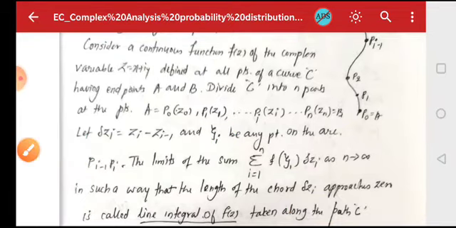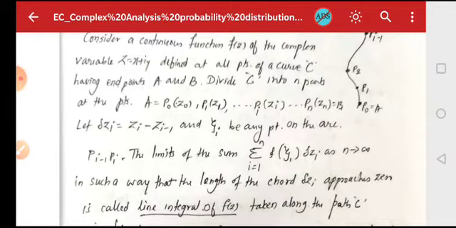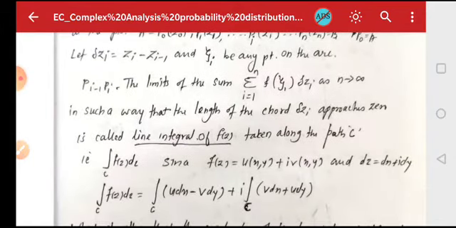The limit of the summation, where i takes the value from 1 to n, of f of eta i into delta Zi, as n tends to infinity in such a way that the length of the chord delta Z approaches 0, is called the line integral taken along a path C.